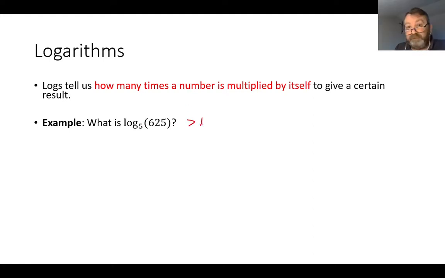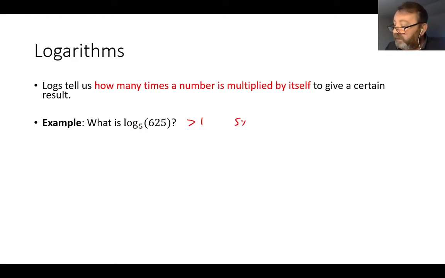Okay, simple as that. In order to get 5 up to 625, you're going to have to bring in a power that's obviously greater than 1. So therefore, ask yourself a question. How many times is 5 multiplied by itself to give 625? So let's have a look at that.